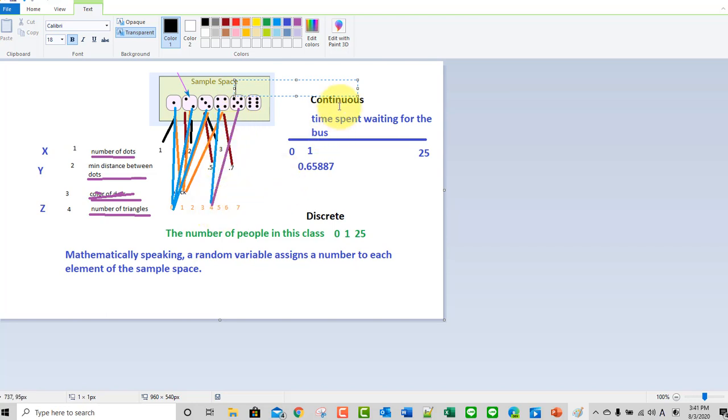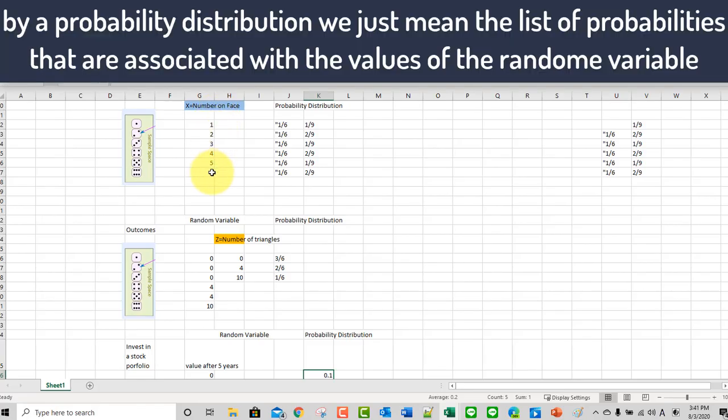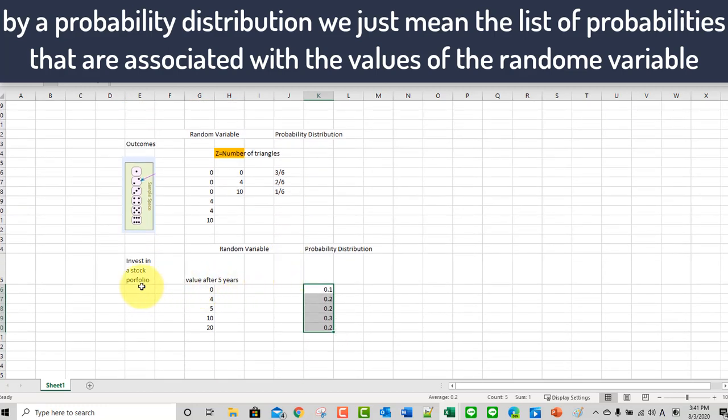And then we said that there's continuous and discrete. Once we have the numbers, we can talk about the probability for each of the numbers. Here I didn't know what to put, but here I have the values. So 0, 4, 5, 10, and 20 are like these numbers here, 0, 4, and 10. And then we have the probabilities for these numbers.